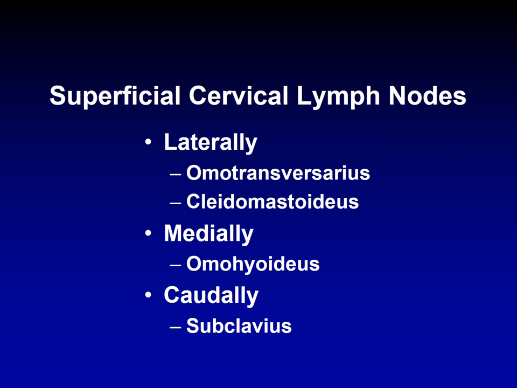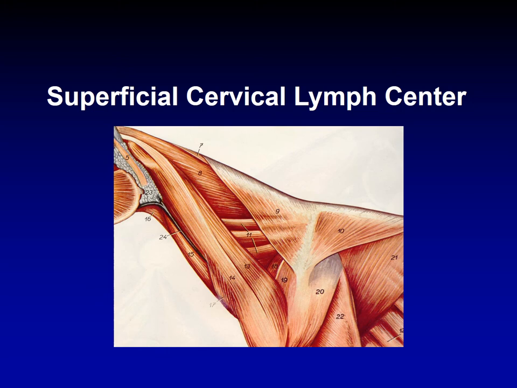You've seen this picture when we discussed the muscles of the neck. The superficial cervical lymph center is located in this area here. Laterally, you have the omotransversarius and the cleidomastoideus, 13 and 14 respectively here. Medially, you have the omohyoideus, which is the same medial border for the jugular groove. You cannot see it here completely, but we'll see it in the next picture. And then caudally, number 18 is the subclavius.